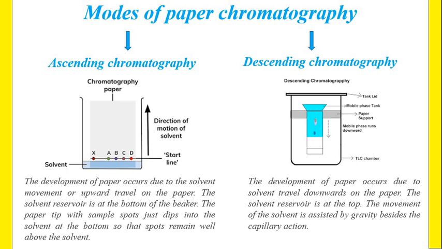In the case of partition chromatography, there are two liquids. One is the solvent or the mobile phase. The other is the water which is present in the pores of the filter paper. The components of the mixture will be separated on the basis of the difference in their affinity towards this solvent or the mobile phase, and also towards the water which is present in the pores of the filter paper.